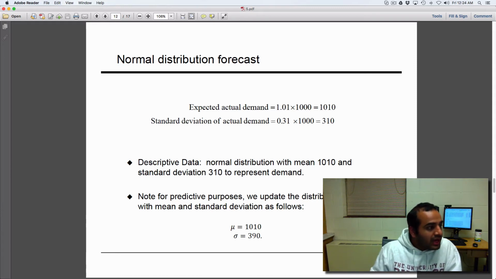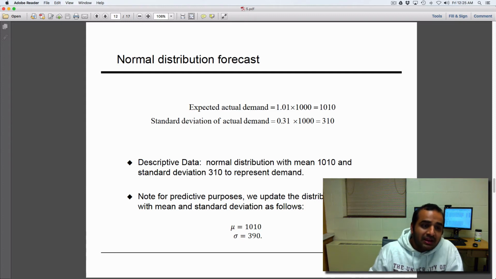In our example, we had a forecast of 1,000. We calculated the AF ratios. The mean AF ratio is 1.01, and the standard deviation of the AF ratios is 0.31. So when we multiply this by the forecast, we get the mean demand is 1010, because 1.01 times 1000, and the standard deviation of the actual demand is 310, that is 0.31 times 1000. That is 310 to represent our demand.